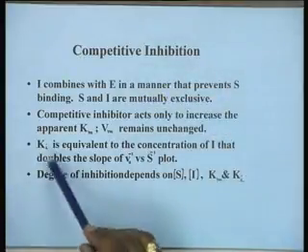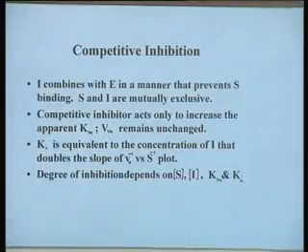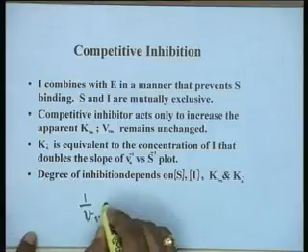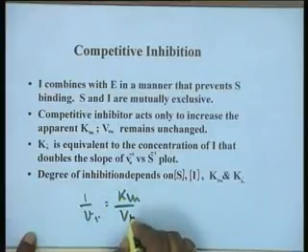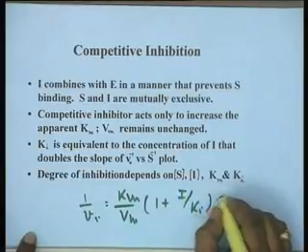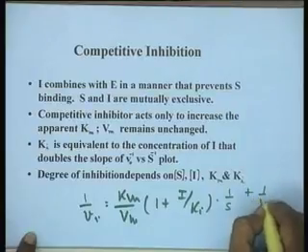Then the inhibition constant, that means the reversible binding of enzyme with the inhibitor and the corresponding dissociation constant, is equivalent to the concentration of inhibitor that doubles the slope of the initial reaction velocity double reciprocal plot, that means 1 upon V versus 1 upon S plot. Now, if you recall, in the case of competitive inhibition, we had seen that 1 upon Vi was equal to Km upon Vm into (1 plus I over Ki) into 1 upon S plus 1 upon Vm.